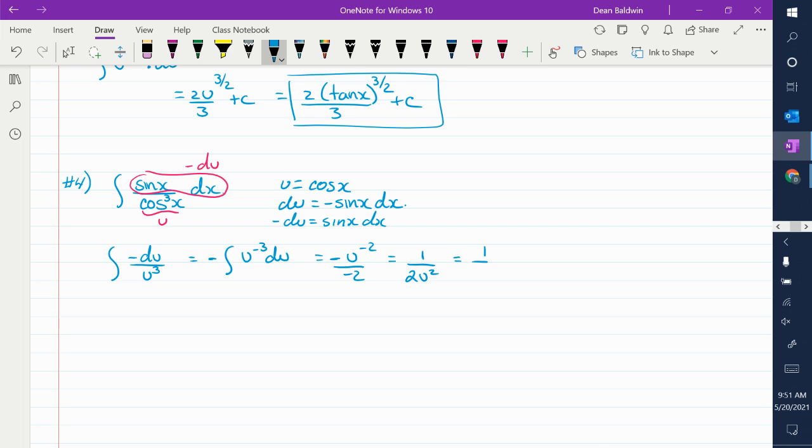Plug back in u. Tack on your plus c. And there is your derivative, or your antiderivative, sorry. If I hadn't flipped it down, that's fine. If it was, say, a multiple choice question on a test, I would write it like that. Okay, so you'd have to just recognize that that's the same thing. We good?